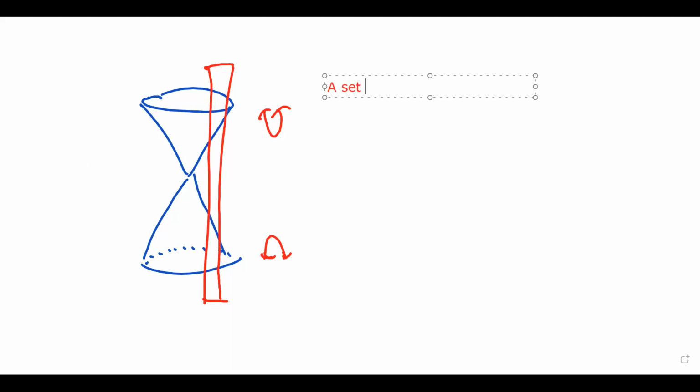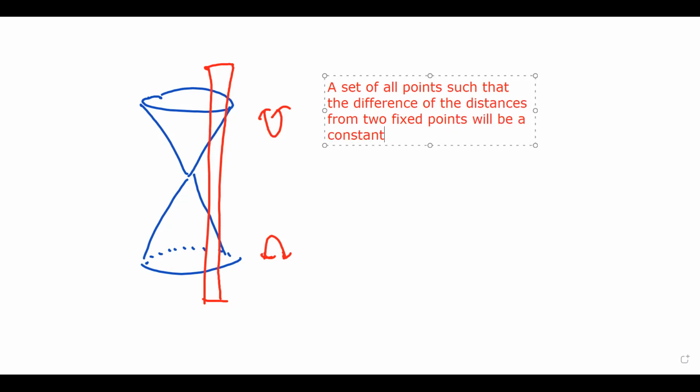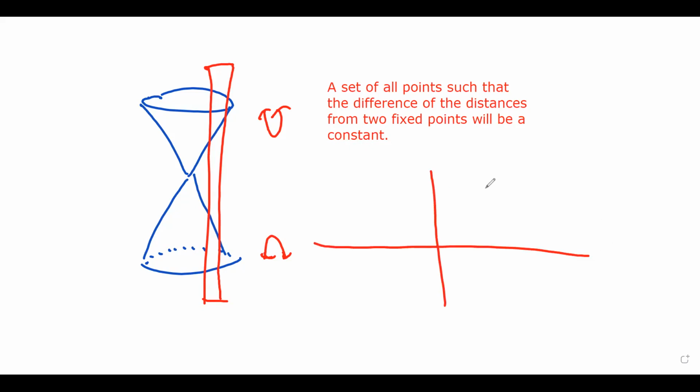It's going to be the set of all points such that the difference of the distances from two fixed points will be a constant. So that means if you put it in the coordinate plane, let's say you have something like this here. We'll talk about it.